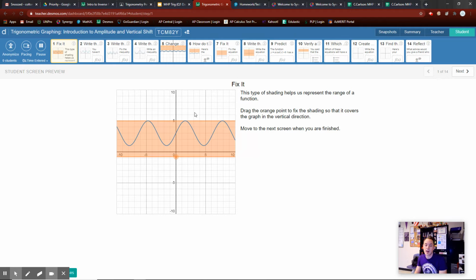Okay, so first off, we're going to be, again, exploring some range, the midline, and everything. So the shading helps us represent the range of the function. It really does. Okay, so this shading helps us represent the range. Our range should be right here. So if I move that orange dot, I should get that. And perfect. Once I'm done with that, I can move on to the next screen.